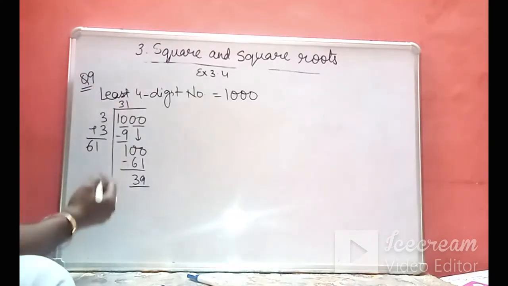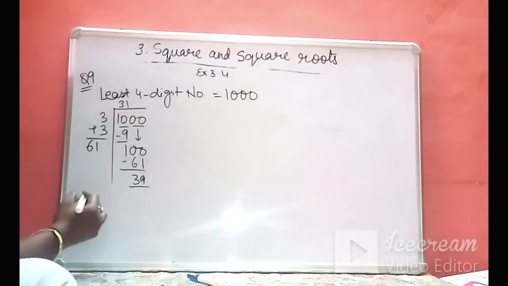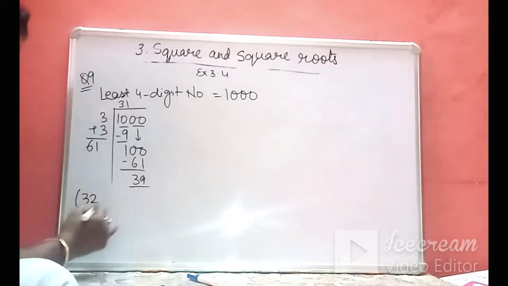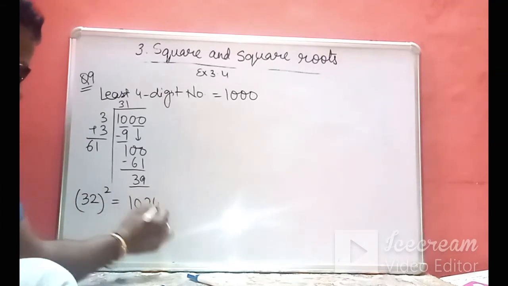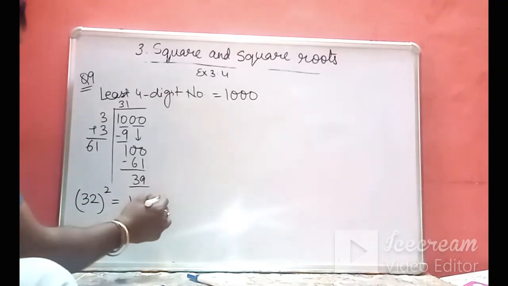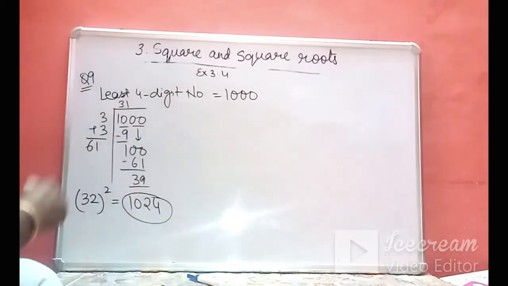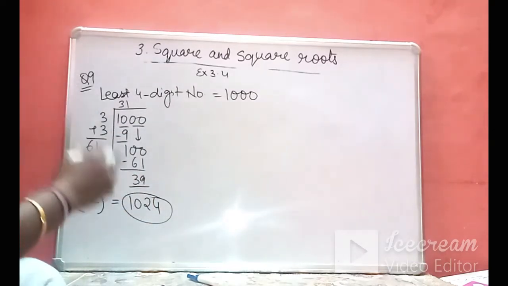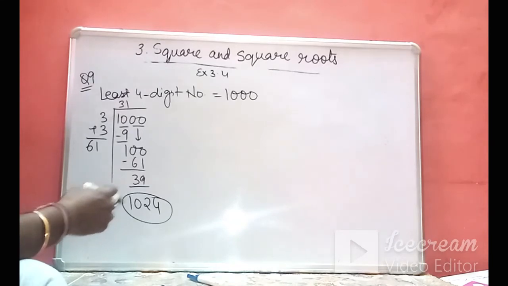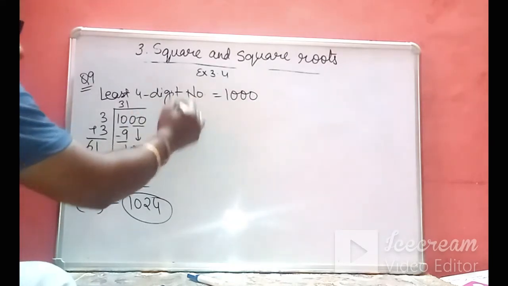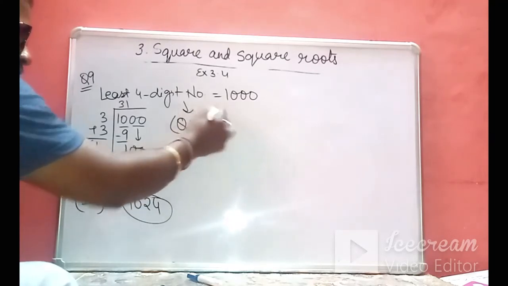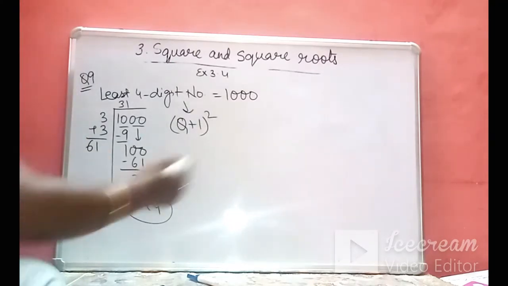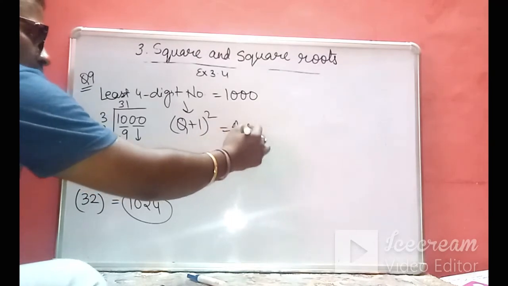So after 31, what comes? 32. So I will take out the square of 32, that is 1024. So this is my answer. This is the least 4 digit number which is a perfect square. So in this case you can just add 1 to the quotient and take out the square of that quotient, and that will be your answer. Understood?